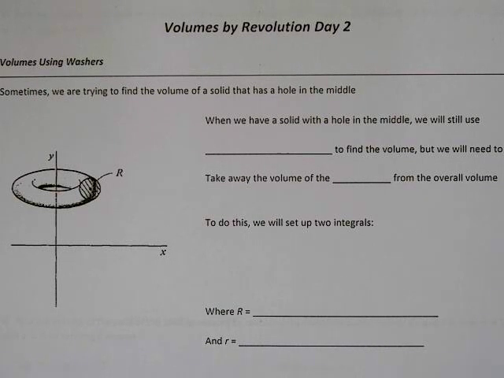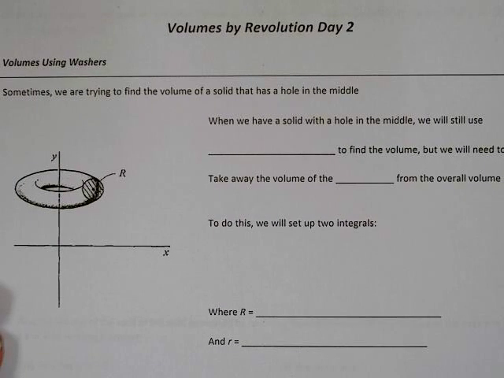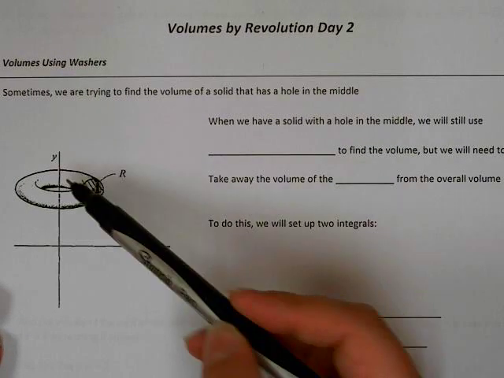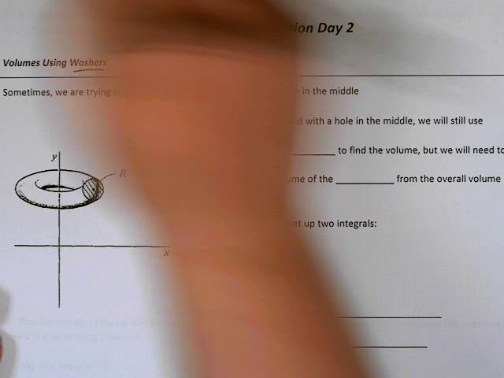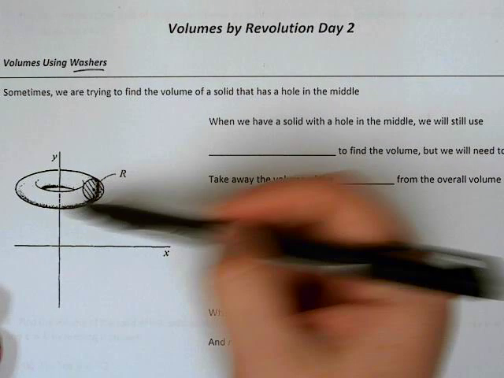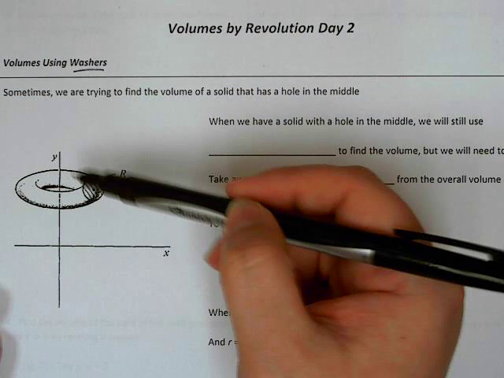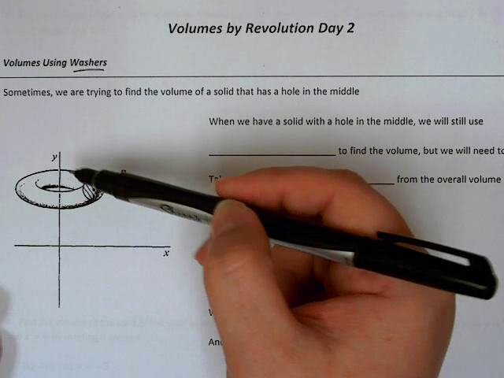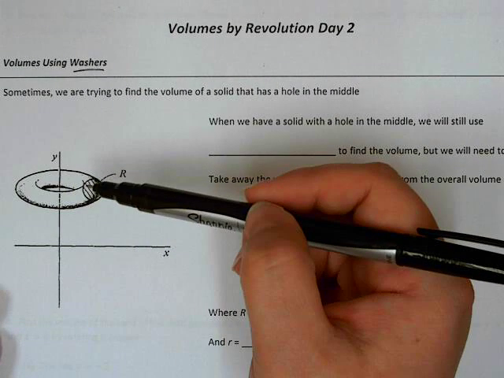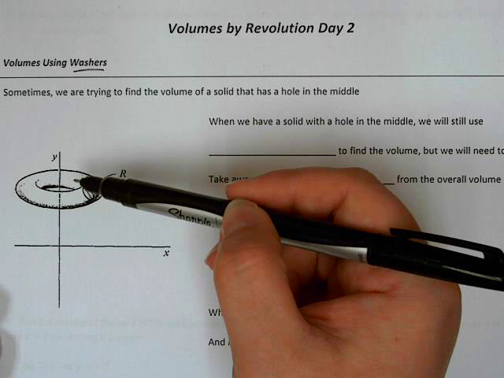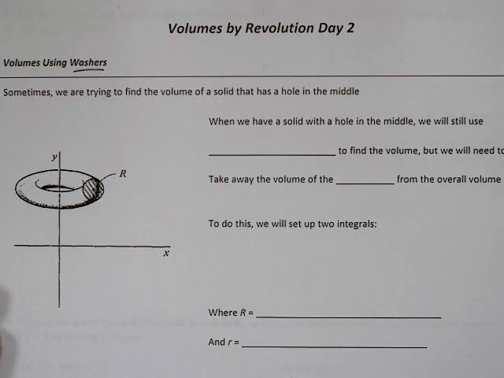So everything we did before we were referring to as disks. They were just these flat circles, and we just found all the areas and added them together. Well, now we're going to be doing stuff that has these holes in the middle. These are referred to as washers. It almost looks like a donut, right? But there's this hole in the middle. So what we end up having to do is find the volume of the whole thing, find the volume of the little hole, and then subtract the two.